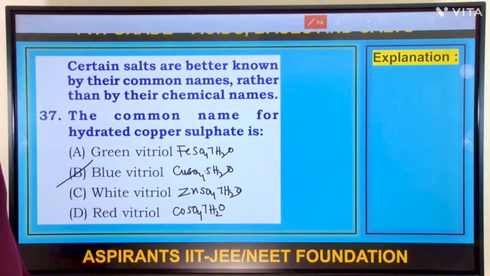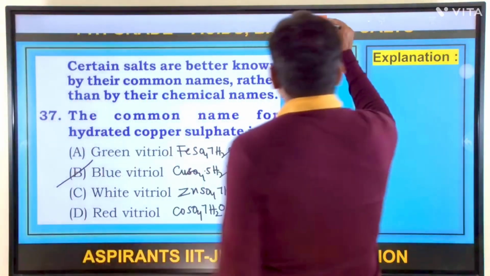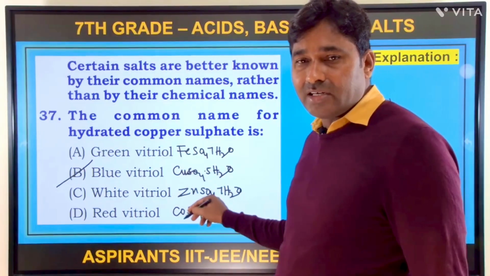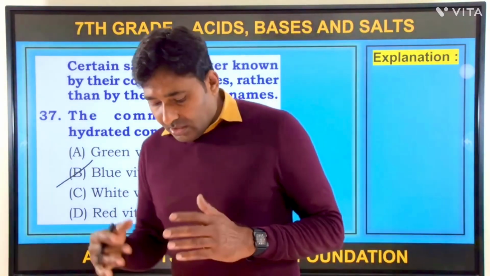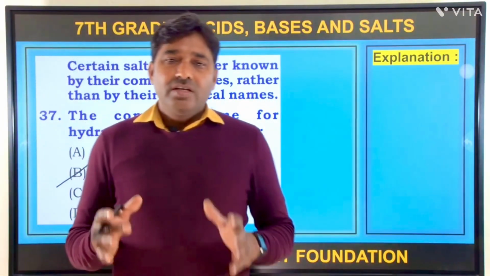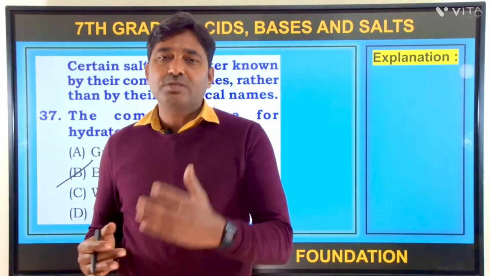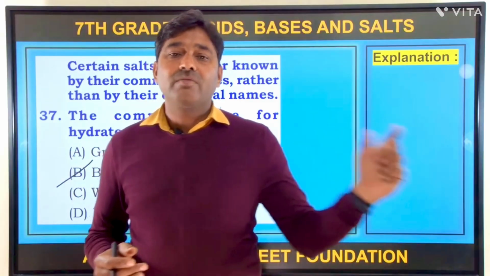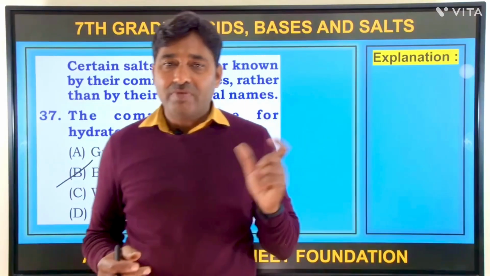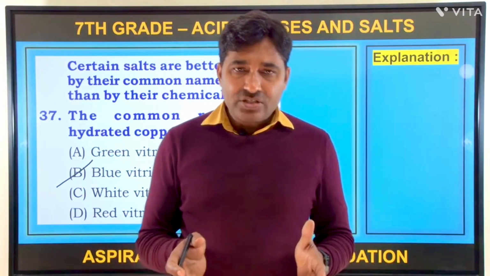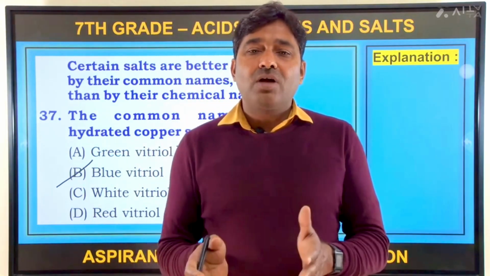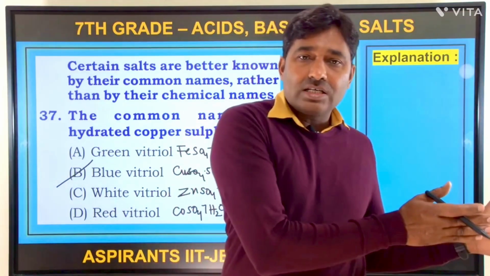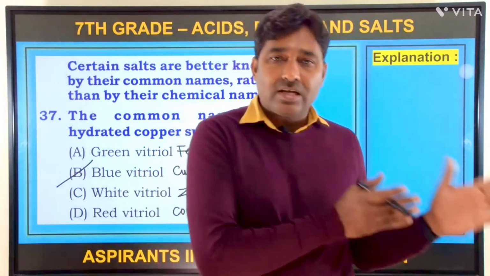Now, these all are nothing but hydrated salts. Hydrated salts means the given salt molecule is associated with a fixed number of water molecules. Then the resultant molecule is called a hydrated molecule. That is called water of crystallization. Water of crystallization indicates the number of water molecules associated with the molecule of a salt.